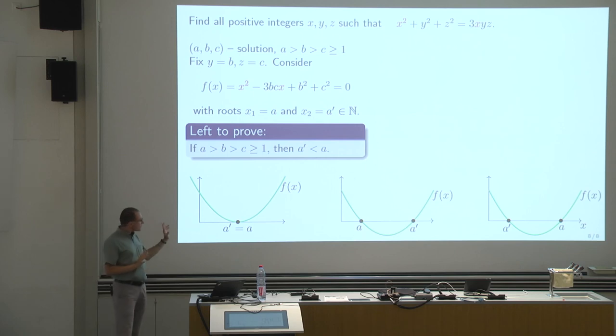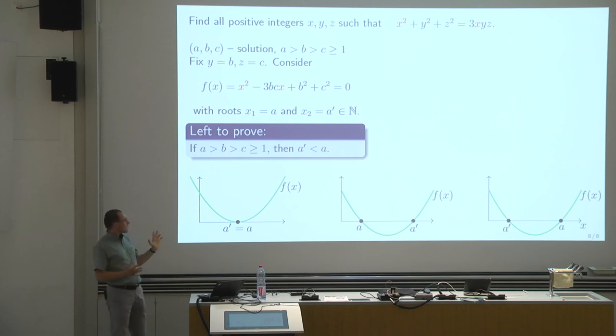No, it's not easy. Now, however, let's just see what we know about A and A prime. A and A prime are the two roots of this quadratic equation. And we have to say something about them, about A prime being less than A. How do we tell them apart? All that we know is that A is bigger than B. We have to use that A is bigger than B. If we only knew that A was a root, we don't have a way to distinguish it from A prime. So we know that A is bigger than B.